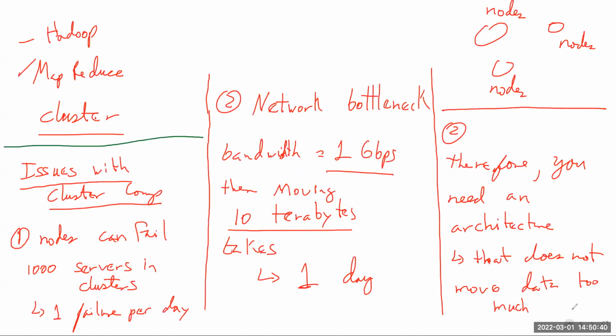Number 2. And we need to go back actually. What was the issue? The network bottleneck, right? So you see that here. We said bandwidth of 1 gigabit per second when moving 10 terabytes can take up to a day. You need to work that into the equation, right?